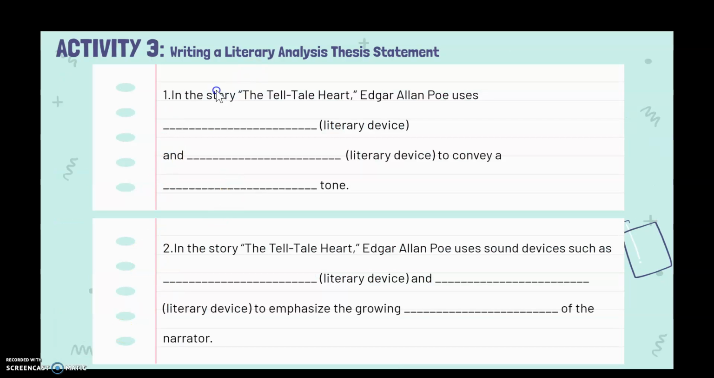You've got 2. In the story The Telltale Heart, Edgar Allan Poe uses, give me 2 literary devices right here. So foreshadowing, metaphors, similes, things like that. I will have a Bitmoji over here that will connect you to a page with different literary devices that you can choose from. So you're going to pick 2 literary devices that convey a blank tone. So you need to identify what kind of tone you think this is. And here's number 2. In the story The Telltale Heart, Edgar Allan Poe uses sound devices such as, give me 2 literary devices here, to emphasize the growing blank of the narrator.